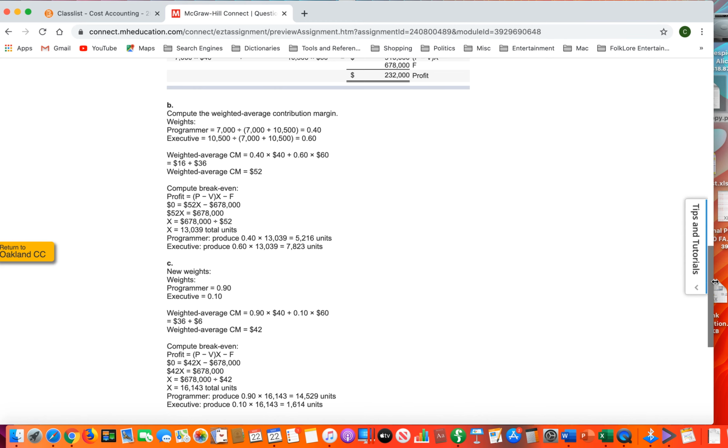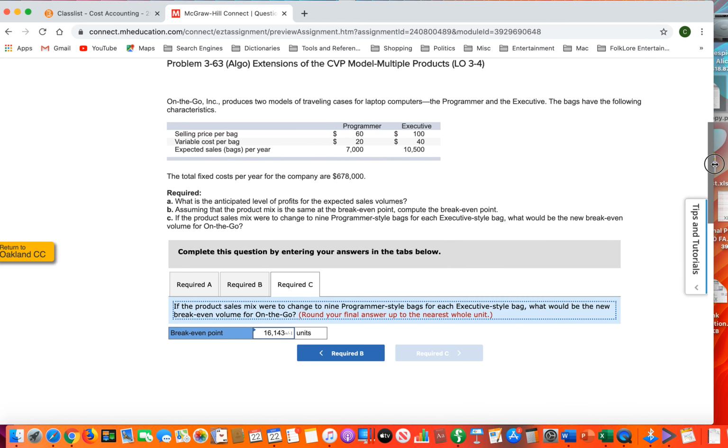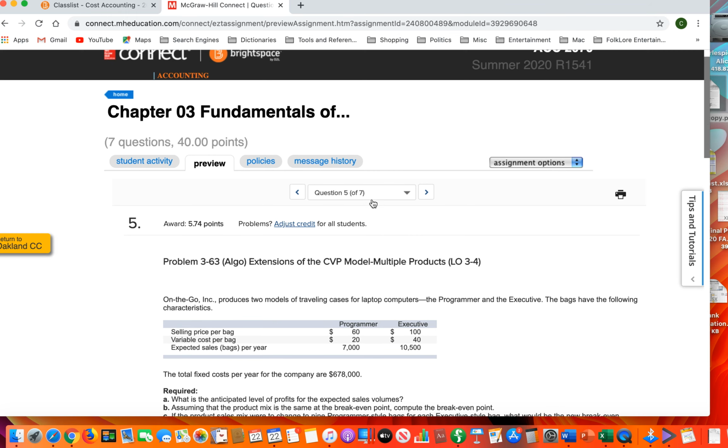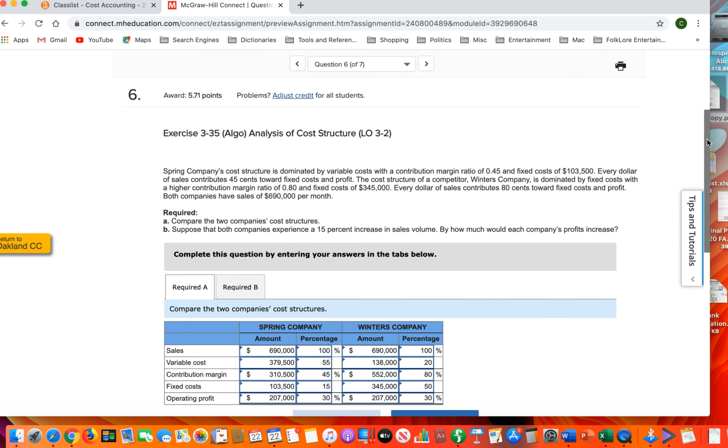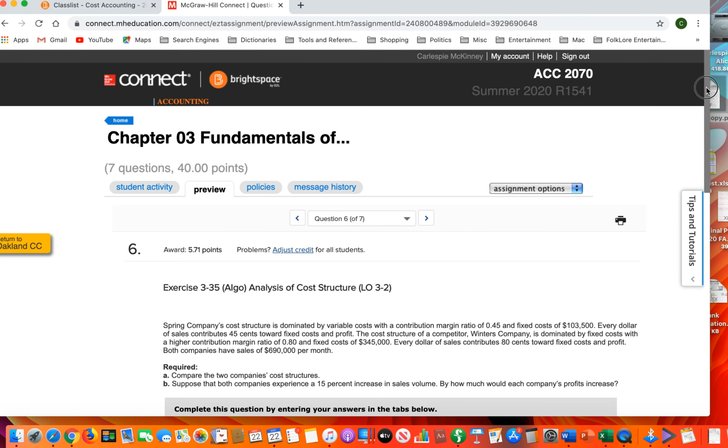Now, number 6 brought me back to what we learned in managerial accounting, 1820. But they didn't use that method here. But let's take a look at what they asked us here. They asked us to compare two companies' cost structures. Spring Company has a contribution margin ratio of 0.45 with fixed costs of $103,500.